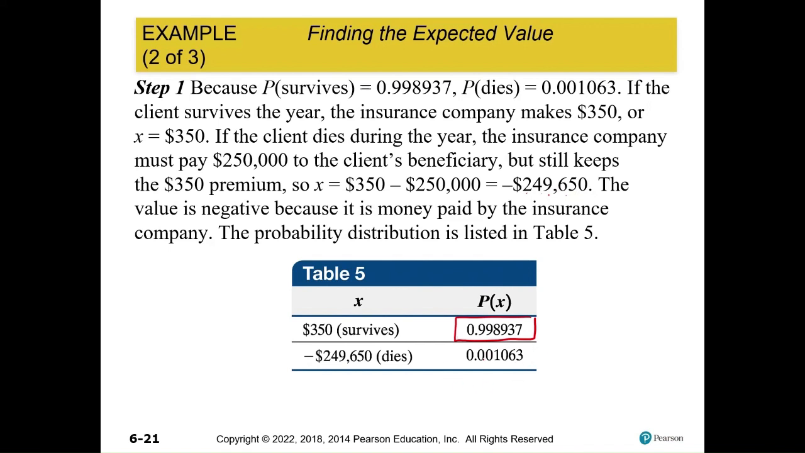Lastly, we have to figure out the probability of this happening. If we have the probability you survive, the probability you die is your complement, or 1 minus 0.998937, and that gives you 0.001063. The first thing is taking that information from the problem and creating our probability table. It can get a little confusing, but if we do a few more, hopefully it'll make a little more sense.